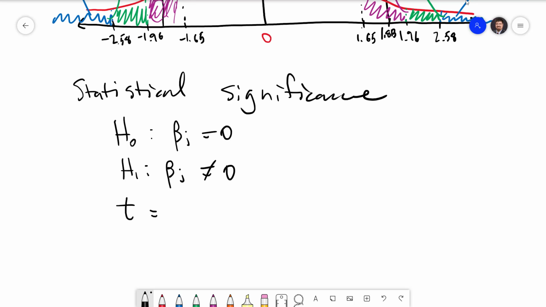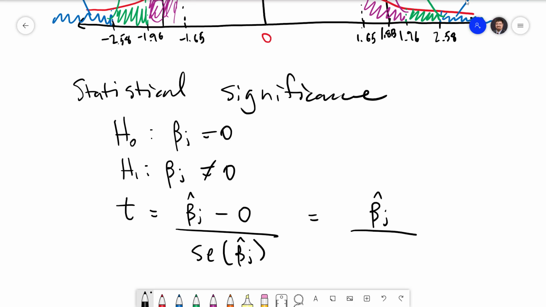Calculating the t-stat for a statistical significance test will be beta j hat minus 0 divided by the standard error of beta j hat. This looks exactly the same as a normal hypothesis test. It's just the hypothesis is that the parameter is 0. We don't have to write that 0, so we can just take beta hat j divided by the standard error.